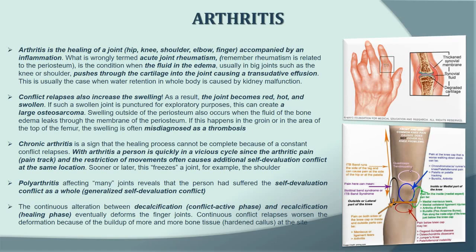Also, the continuous alteration between decalcification, which occurs in the conflict active phase, and recalcification, which occurs in the healing phase, eventually deforms the finger joints. Continuous conflict relapses worsen the deformation because of the buildup of more and more bone tissue, so hardened callus, at this particular site.